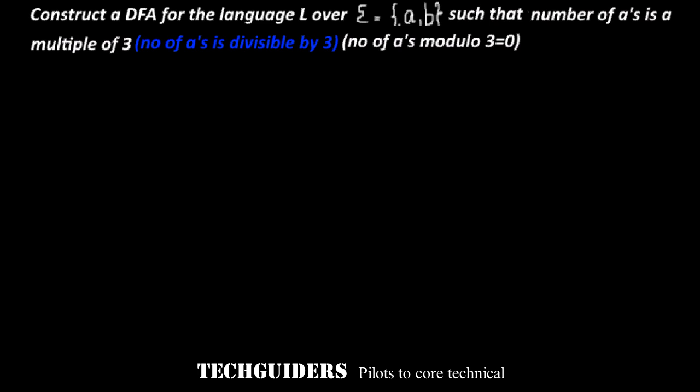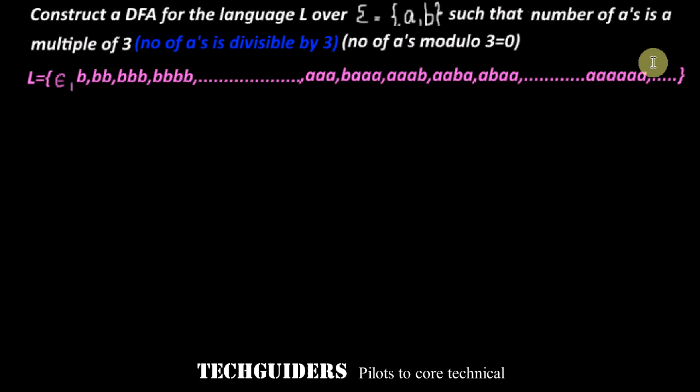So what all are the strings in the language? Strings in which number of A's is 0, epsilon, B, BB, any number of B's. Or strings in which the number of A's equals 3, strings in which number of A's equals 6, and so on. In the very beginning, automata will be in its initial state Q0. Now the string is empty and number of A's is 0. Such strings are to be accepted. So the initial state itself should be the final state.